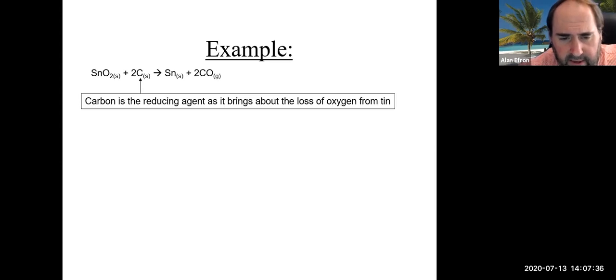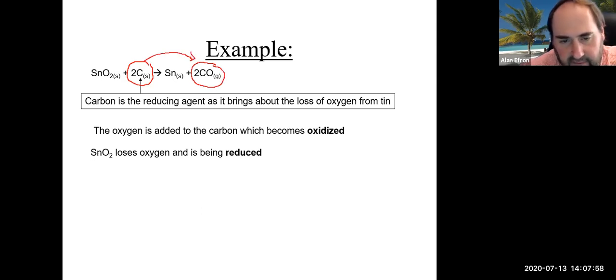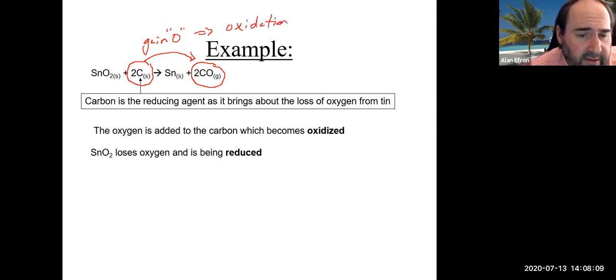Another example here, we could look at this. And again, this could be a situation where maybe you don't want to look at electrons, right? So we could use some of the other definitions of oxidation reduction to help us decide what's happening. If we look at the carbon on the left-hand side and we look at the carbon on the right-hand side, we can see that as it went from left to right, it gained oxygen, which again is another definition of oxidation. So we know that the carbon is going through oxidation, which means it would be the reducing agent.